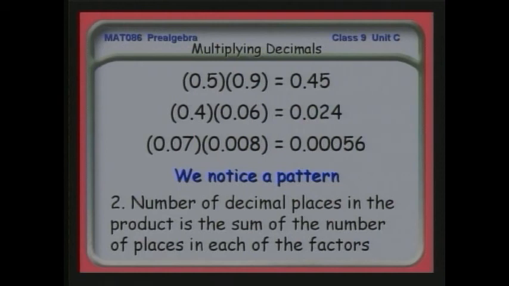I count up the number of decimal places in the 0.4 and 0.06. That gives me a 3. If I add those places, I notice there are 3 places in the product. And similarly, 2 and 3 decimal places respectively in those two factors, and the product has 5 decimal places. 2 plus 3 is 5.